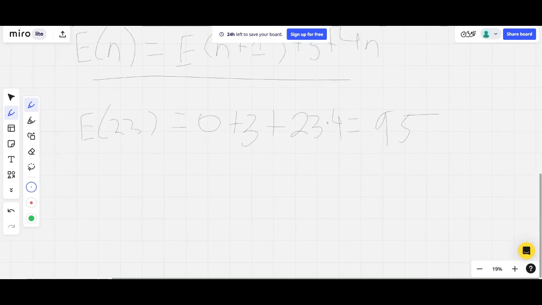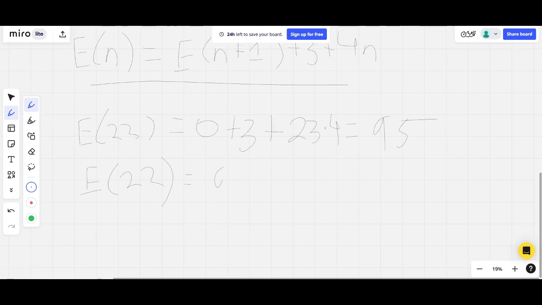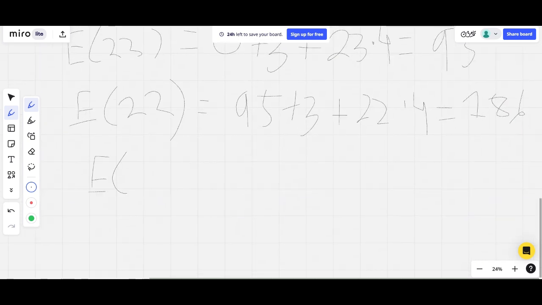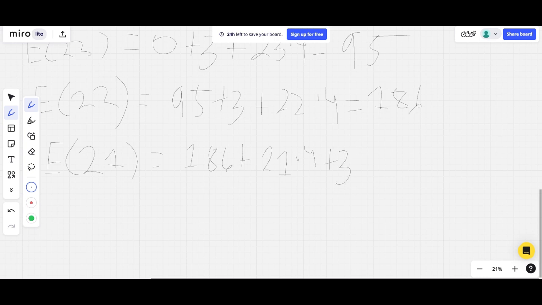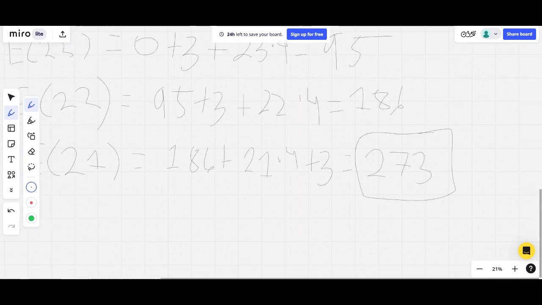Okay, and now we can use that to calculate E(22), and then we can just work down to E(21). So we're super close. We almost have our answer. So E(22) is equal to E(23), which is 95, plus 3 plus 22 times 4, and that equals 186. And then finally, our final answer, the expected value of the y-coordinate for 21, equals E(22), which is 186, plus 21 times 4, plus 3, and that gives us our final answer of 273. So 273 is our answer.